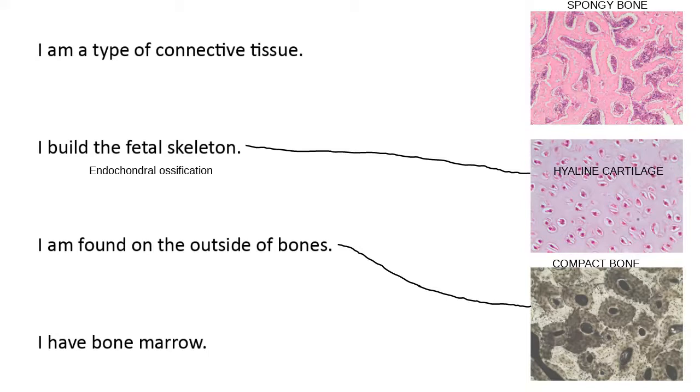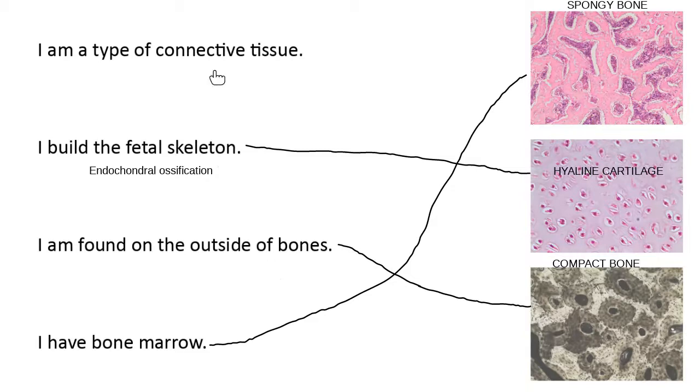Yeah, I like the comment in the chat too, that we're typing as fast as we can. Yeah, I feel ya. So it's all good. I'll wait for us to type even though it takes a while, right? Okay, spongy bone has bone marrow. Hyaline cartilage in the fetal skeleton, compact bone found on the outside of our bones.